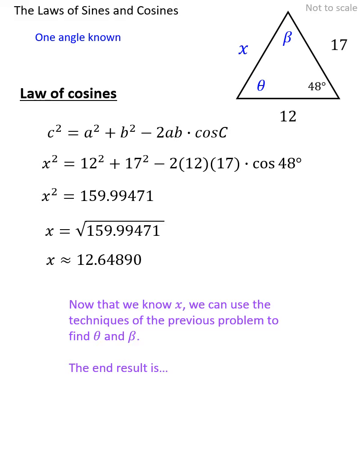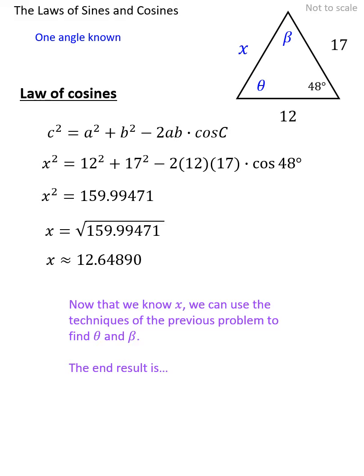And now that we know x, we can use the same techniques from the previous problem to find theta and beta. And if you're thinking right now, I don't even know what that means, then please rewind this video and watch how on the last video, once we knew what x was, we were able to use the law of cosines again to find beta. And once we knew beta, we were able to use the 180-degree rule to find theta.